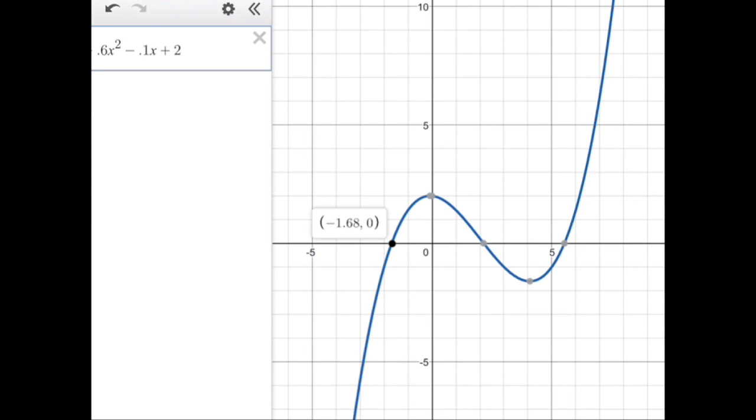We have 1, 2, 3 zeros. We should have at most 3 zeros because we have x cubed, and they are at negative 1.68, 2.154, and 5.526.